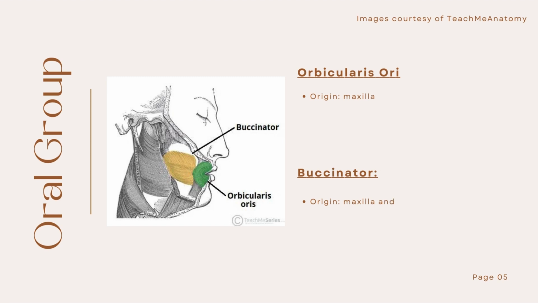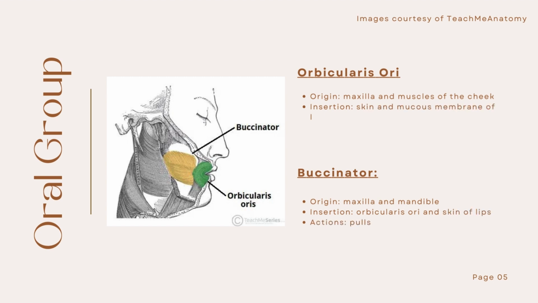Then we have the oral group. So these are related to the movements of the mouth and the lips, and they're also associated with sound production. So they are required in singing and whistling and in talking and vocal communication. So we start with the orbicularis oris, which is the main muscle of the lips. It originates from the maxilla and the muscles of the cheek, and it inserts onto the skin and mucous membrane of the lips. The action is to close the lips, and the innervation is the buccal branch of the facial nerve.